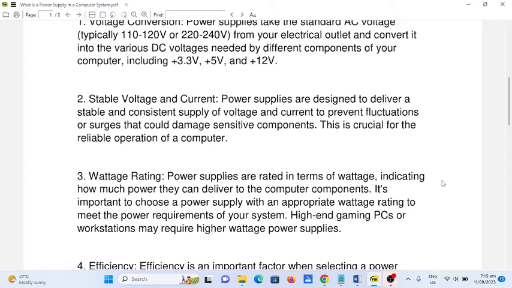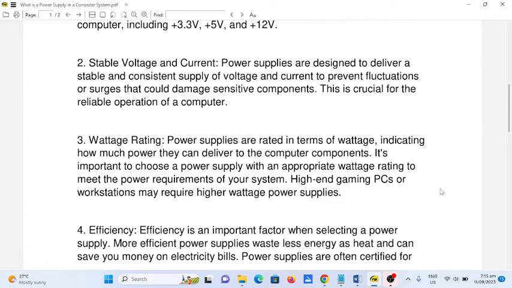Number 2, stable voltage and current. Power supplies are designed to deliver a stable and consistent supply of voltage and current to prevent fluctuations or surges that could damage sensitive components. This is crucial for the reliable operation of a computer.